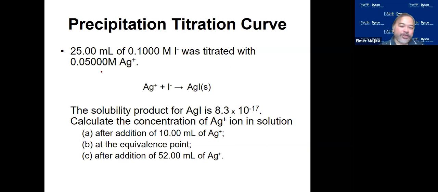So you have 25 mL of 0.1 molar iodide. You titrated it with 0.05 molar silver ion. You're given the Ksp here as 8.3 times 10 to the negative 17. So you are asked to calculate the concentration of silver ion in solution after addition of 10 mL, at the equivalence point, and after addition of 52 mL.